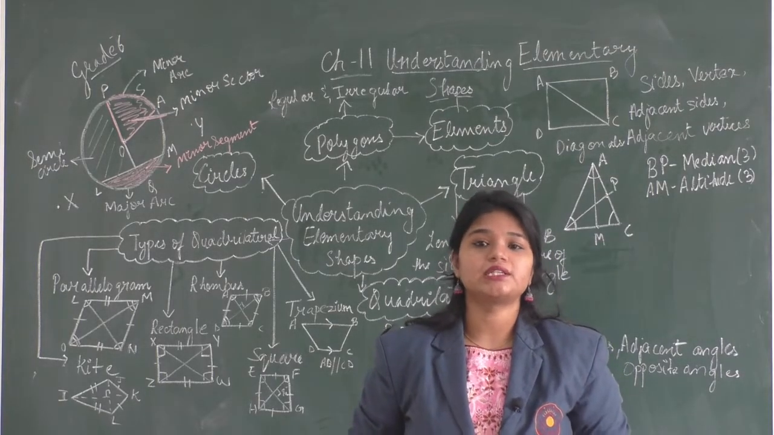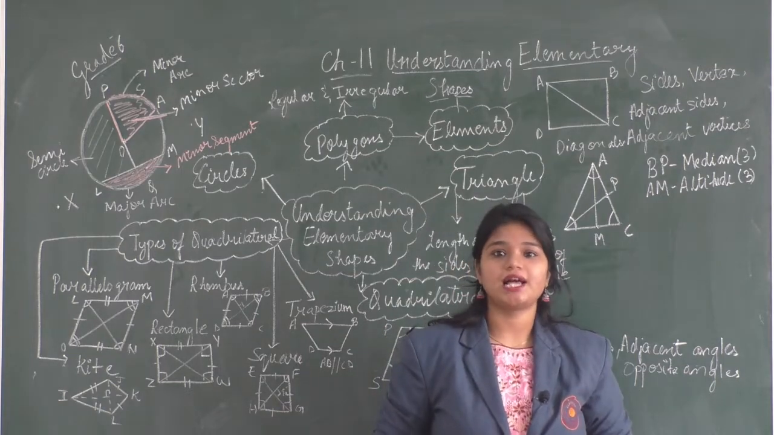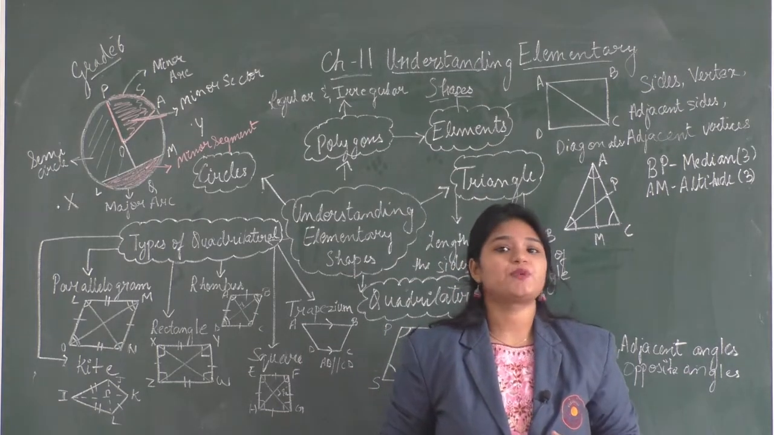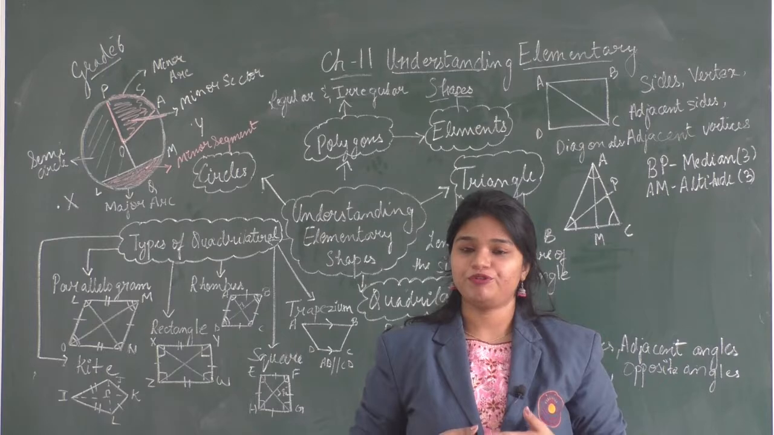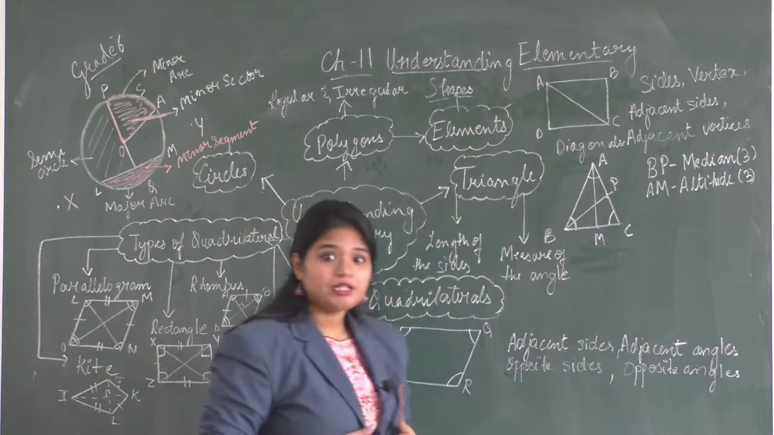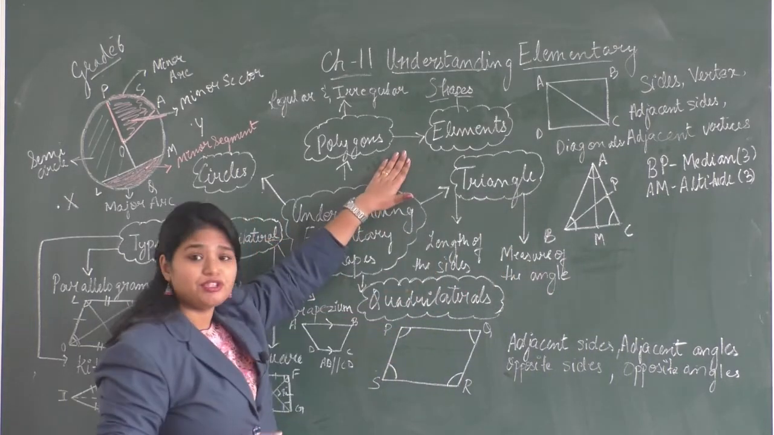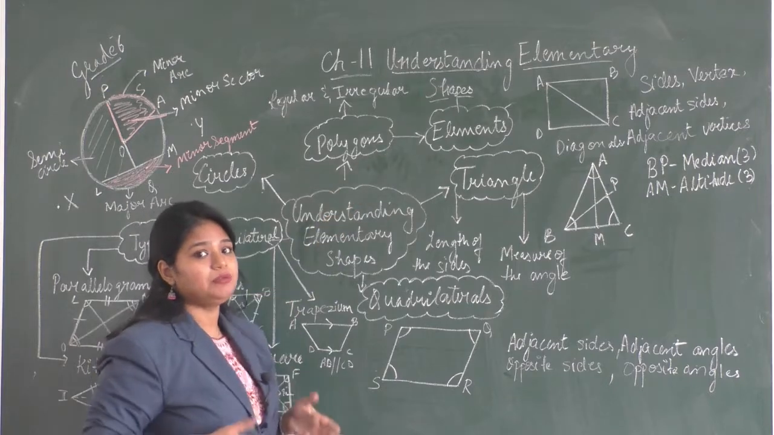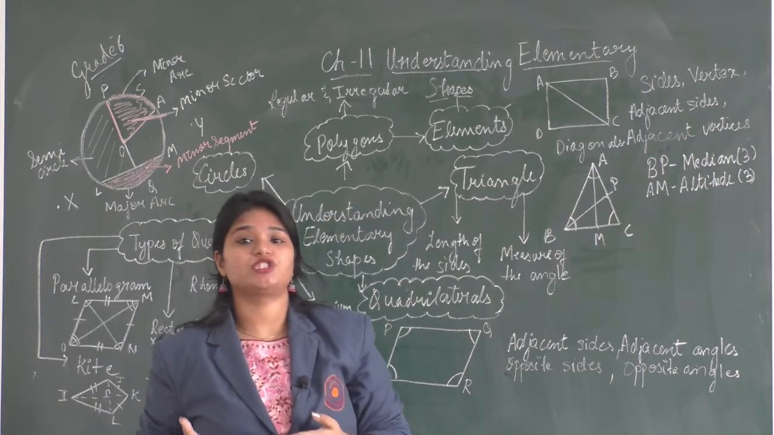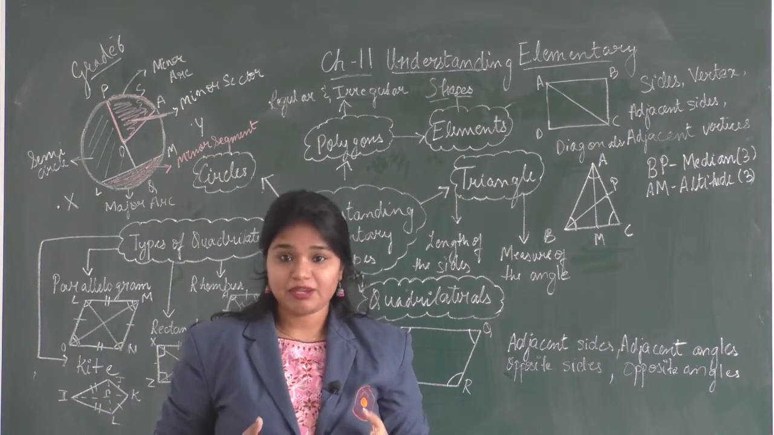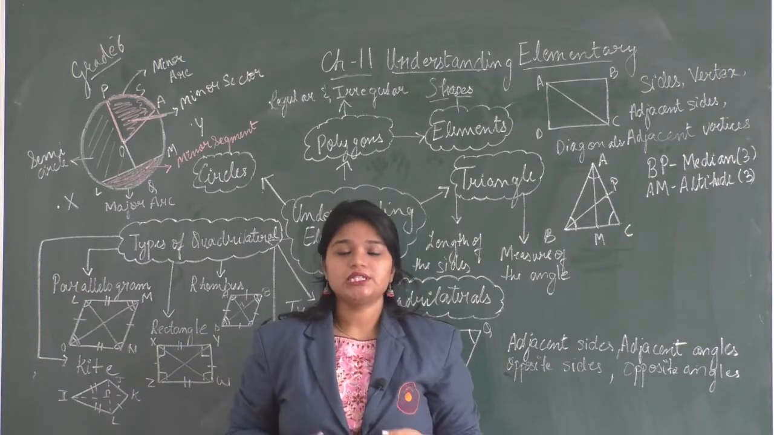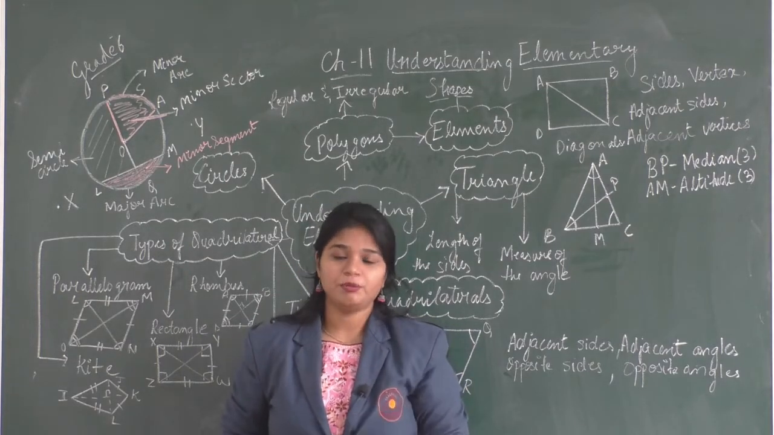We have completed the 11th chapter, that is Understanding Elementary Shapes. Let's quickly revise the chapter with the help of a mind map. We started the chapter by learning about the topic polygons. We learned that a polygon is a closed figure which is made up of line segments. There are two types of polygons, regular and irregular polygons.